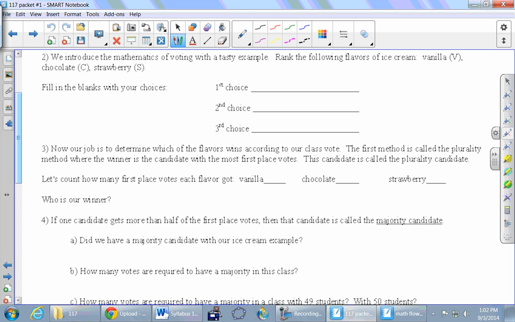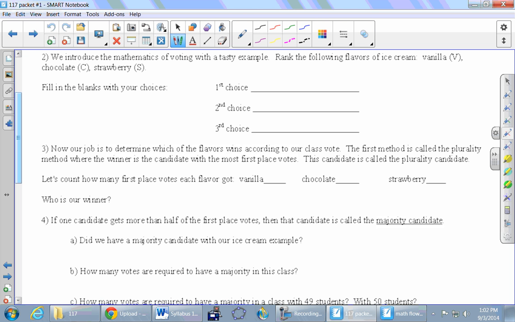Okay, so we've all got V and S and C there in some order. You don't need to write the whole words. We'll move on to three. Go ahead, Sue Ann. Okay, so plurality is what we think of when we talk about elections. You vote for who you think is the best, and whoever gets the most votes wins, and that's it. We're going to do a little bit more than that, but we'll start with this plurality idea.